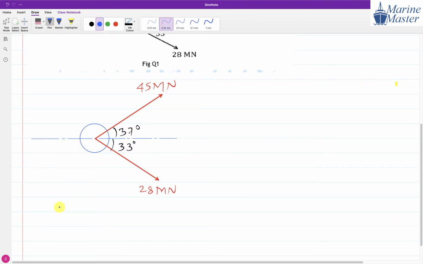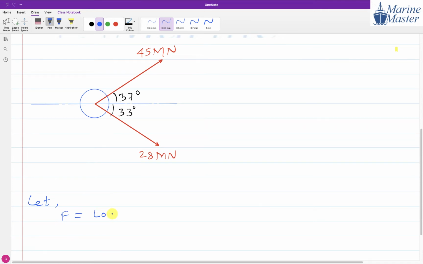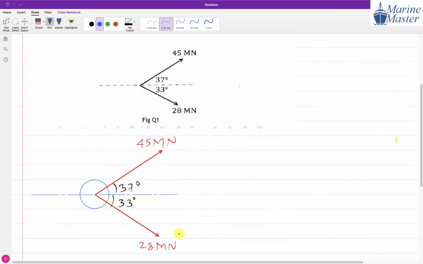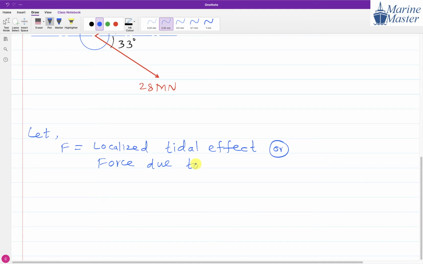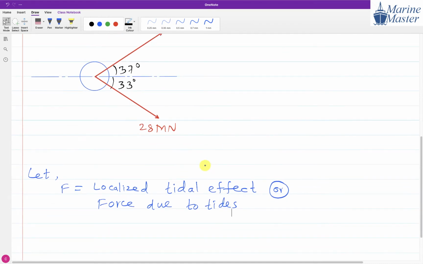So first of all, we will assume let F be equal to the localized tidal effect. This is a little bit difficult word, but in simple words, what can we say? Force due to tides. That is meant by F. Are you getting my point?